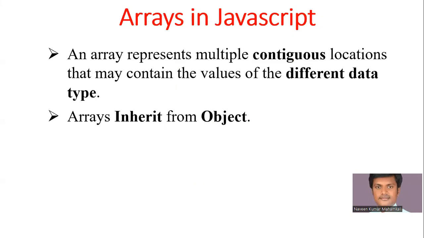So in arrays, an array can be defined as multiple contiguous locations, but recall in C++, an array consists of the same type of elements. But arrays in JavaScript allow you to store different types of elements. Basically, arrays inherit from the object itself. Array itself is an object.